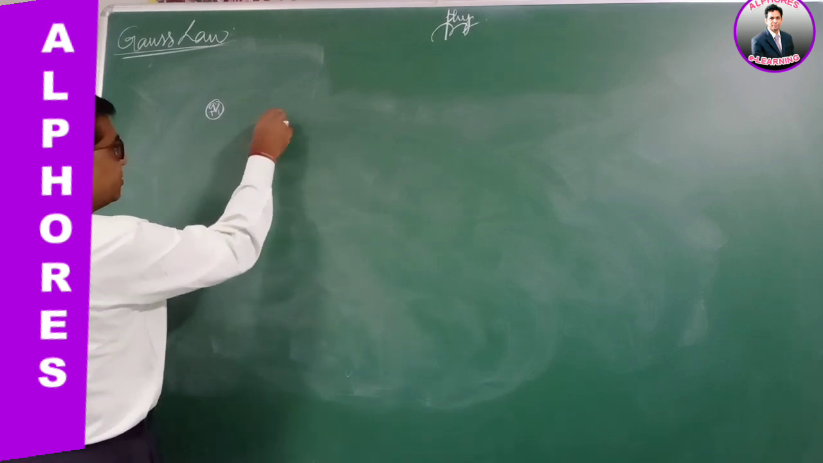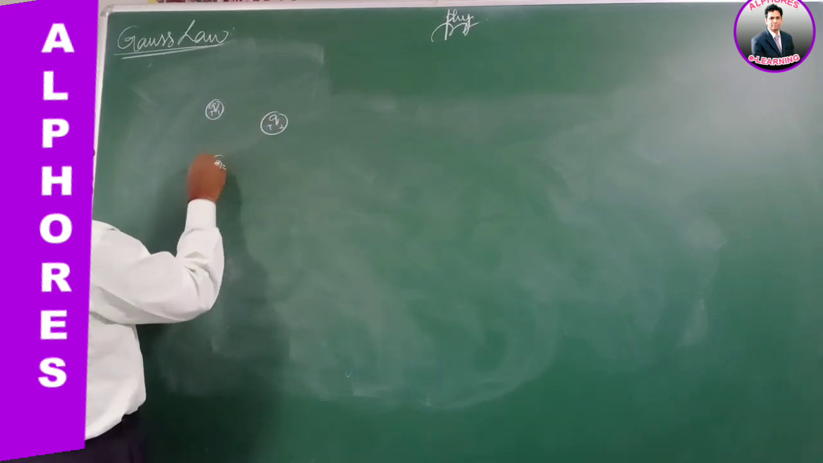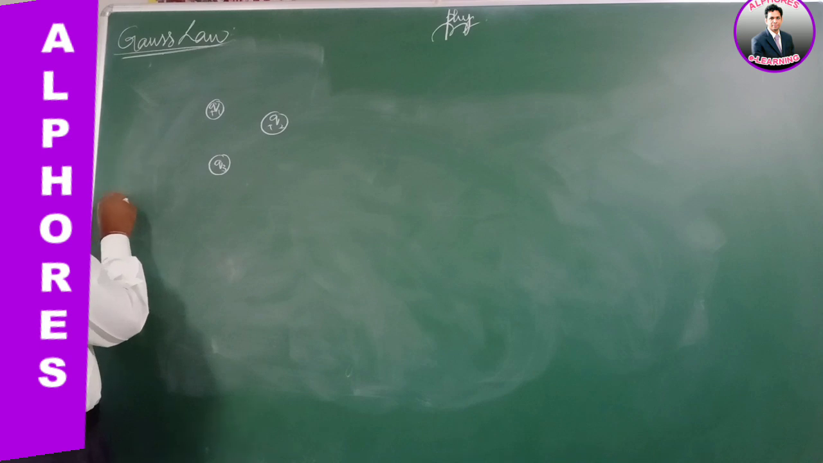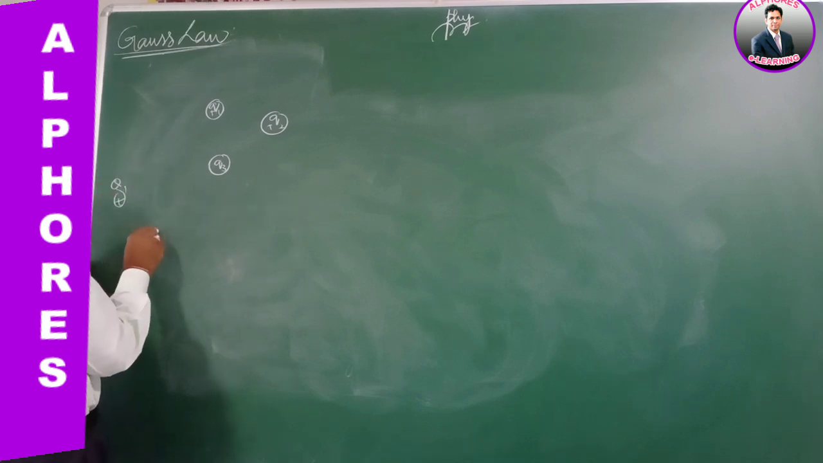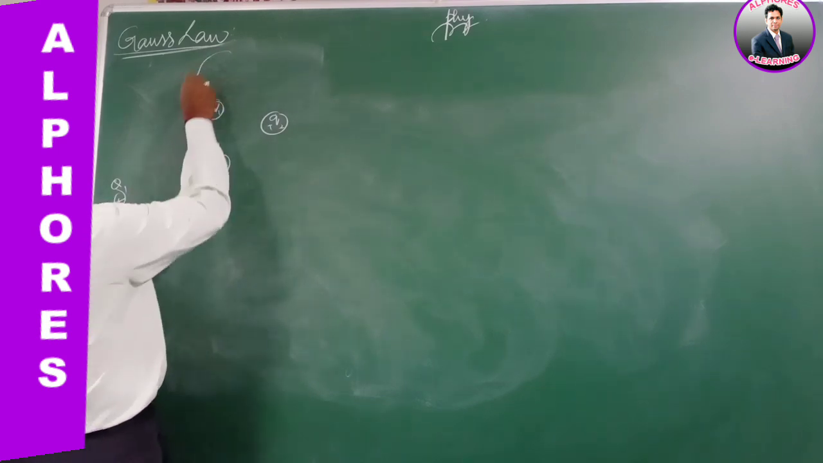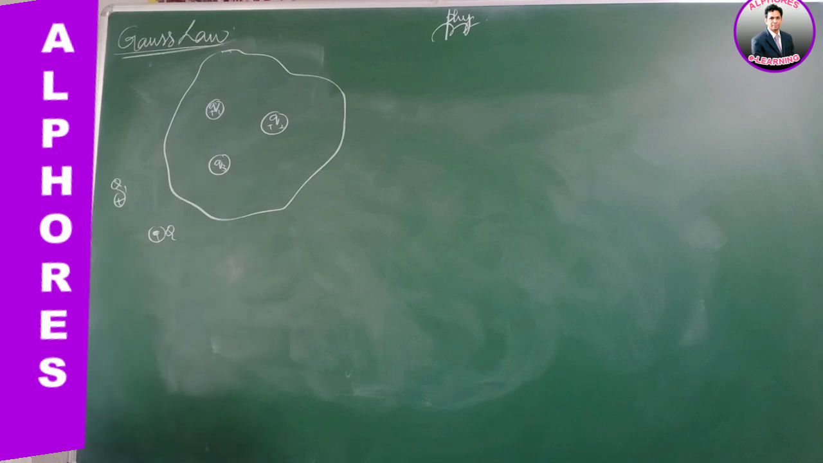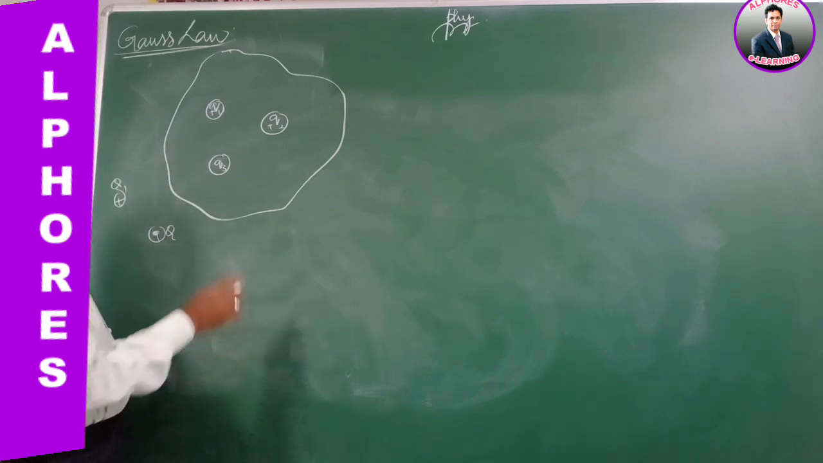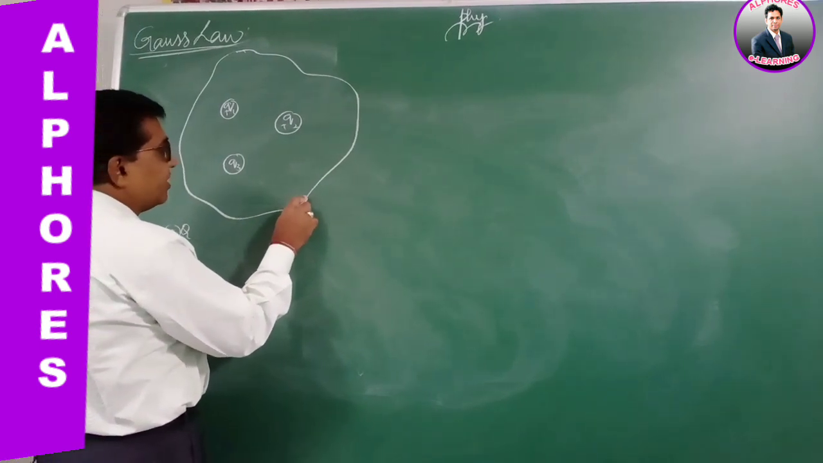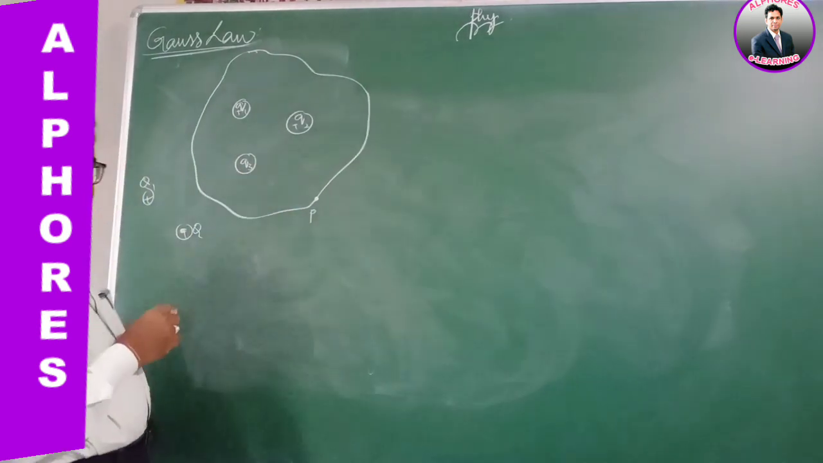Here it is Q2. This is Q3. And somewhere here it is capital Q1. Somewhere here it is capital Q2. Like this. And the Gaussian surface, let us imagine a Gaussian surface like this. Then consider a point P on the Gaussian surface, right?